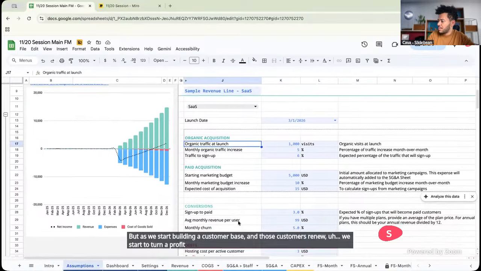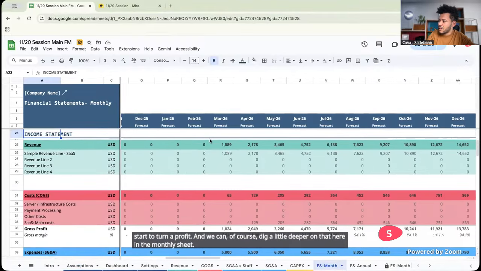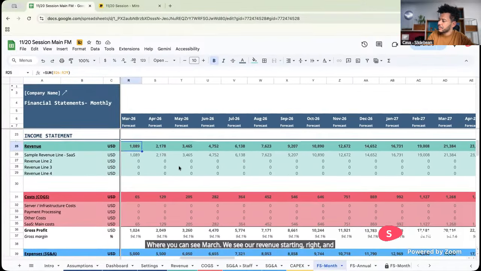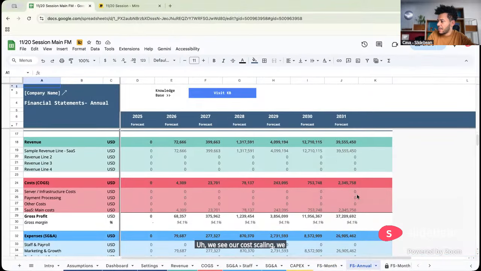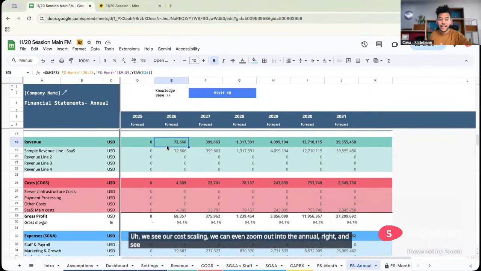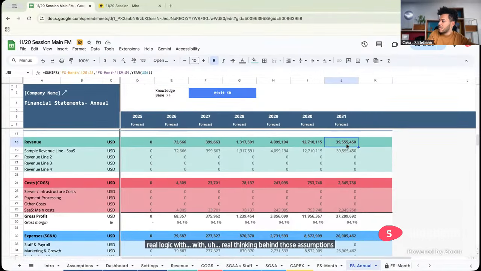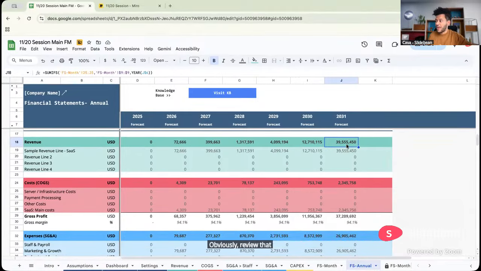And we can, of course, dig a little deeper on that here in the monthly sheet, where we can see March, we see our revenue starting and scaling. We see our costs scaling. We can even zoom out into the annual and see how this business that we're forecasting, again, with real logic, with real thinking behind those assumptions, is pushing all the way to a $39 million company at some point. So we have to obviously review that, but looks like we're on the right track.